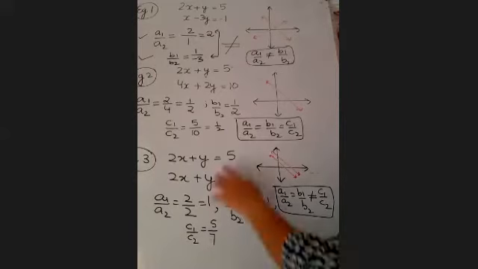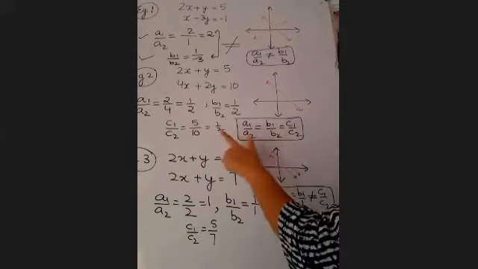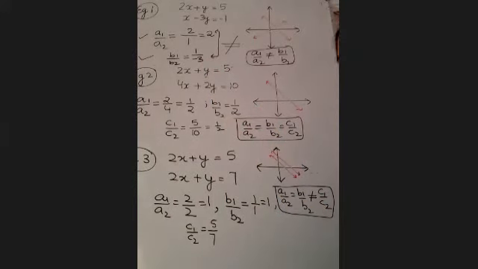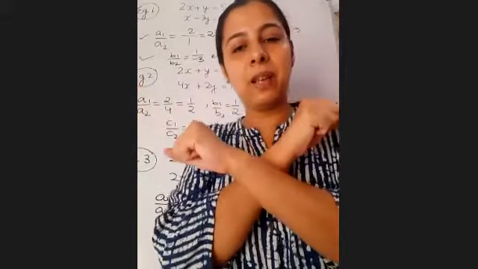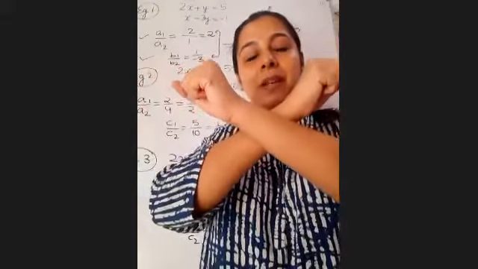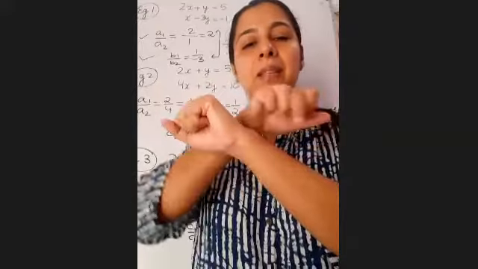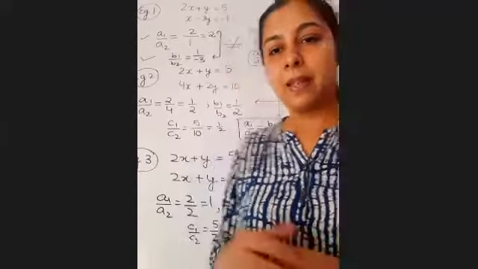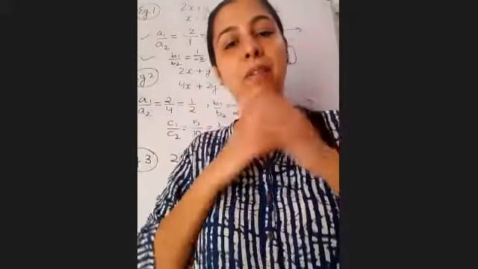Getting my point, children? And if A1 by A2 is equal to B1 by B2 is equal to C1 by C2, all same, coincident lines, then there will be infinitely many solutions. And if the first two ratios are not equal, which lines are represented by this not equal? Intersecting lines. Intersecting means unique solution. Right? And then all are equal, everything is the same.